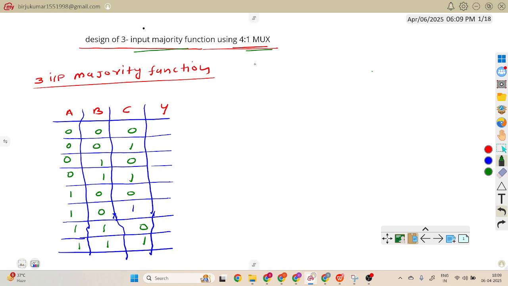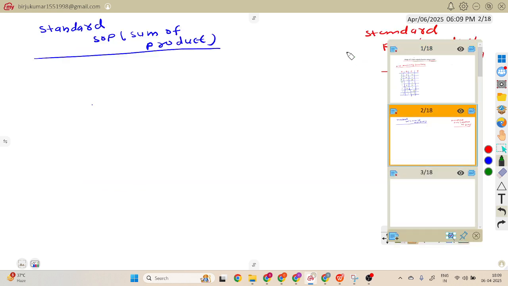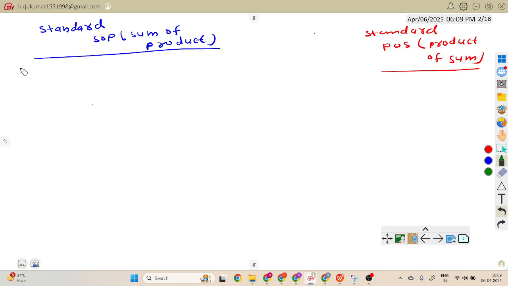Okay, before starting the discussion, I will explain some basic things. Actually, we will need some basics here. I hope you already know about digital electronics, and in that subject you already studied the K-map. In that section, you already know the SOP, the standard SOP, sum of product, and the standard POS, product of sum. I am explaining it here just for understanding purposes, because we will need the basic things here.